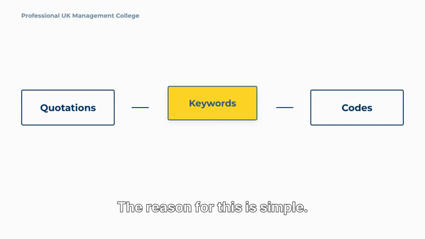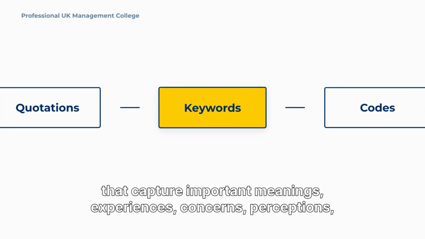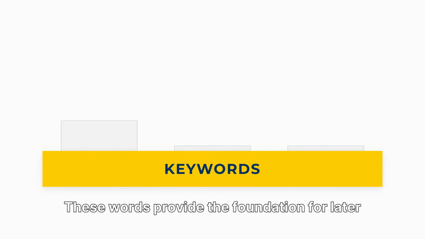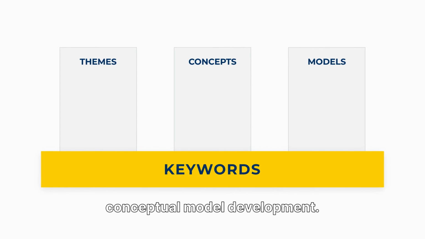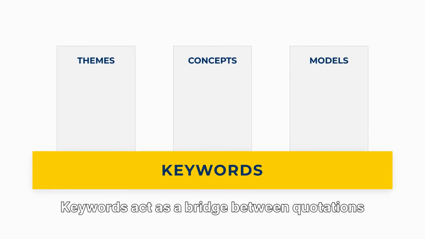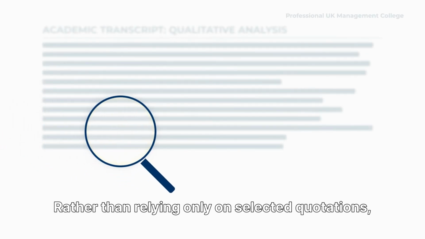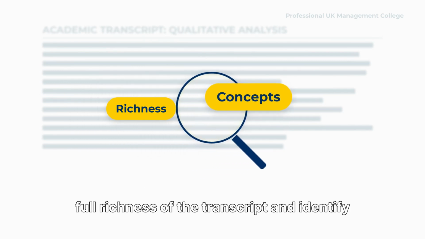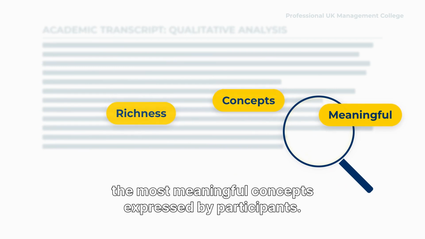The reason for this is simple. Within participant quotations are words and phrases that capture important meanings, experiences, concerns, perceptions, emotions, and interpretations. These words provide the foundation for later stages of coding, theme development, conceptualization, and conceptual model development. Keywords act as a bridge between quotations and codes. Rather than relying only on selected quotations, keyword selection enables researchers to utilize the full richness of the transcript and identify the most meaningful concepts expressed by participants.